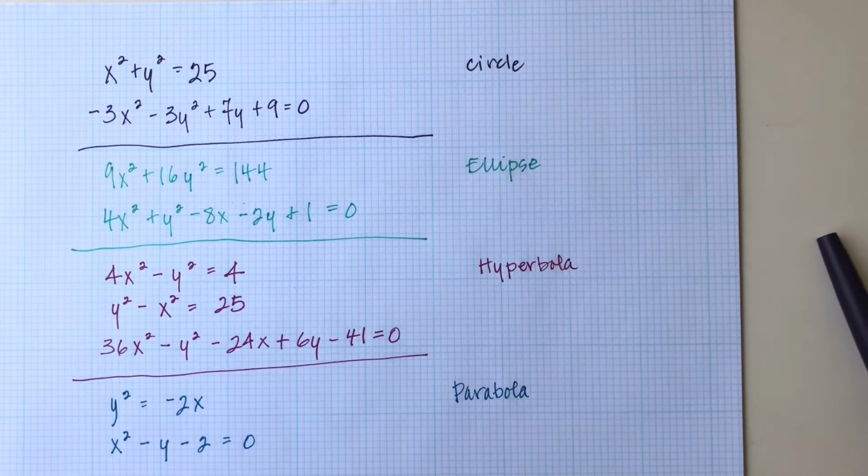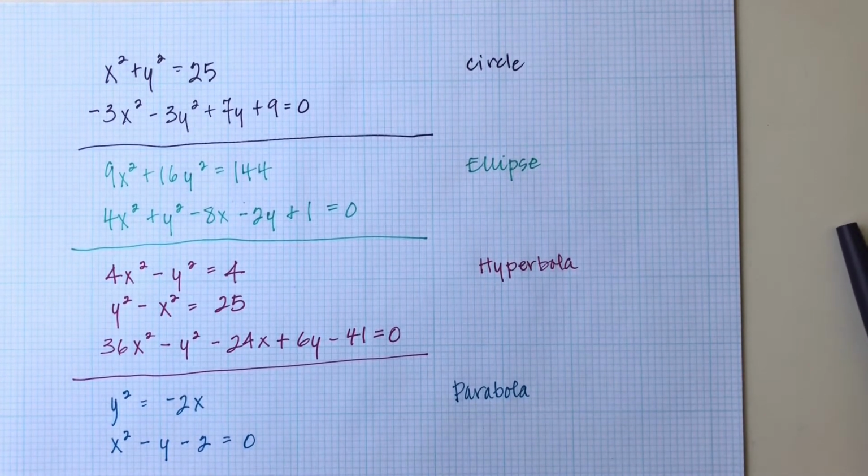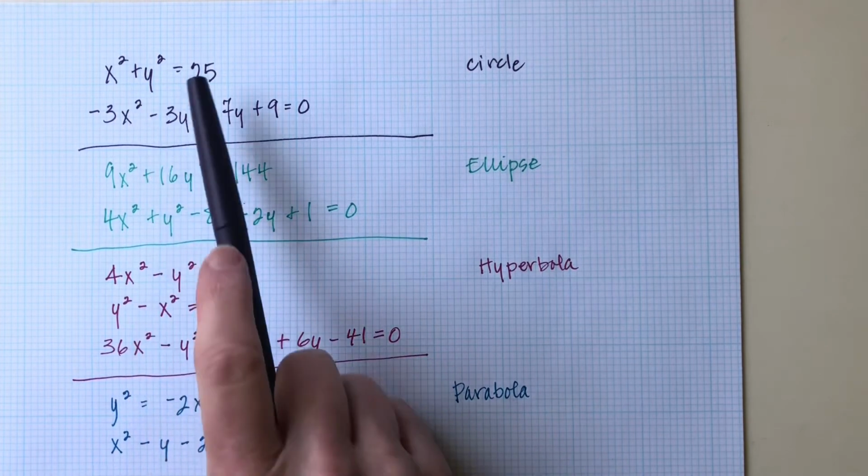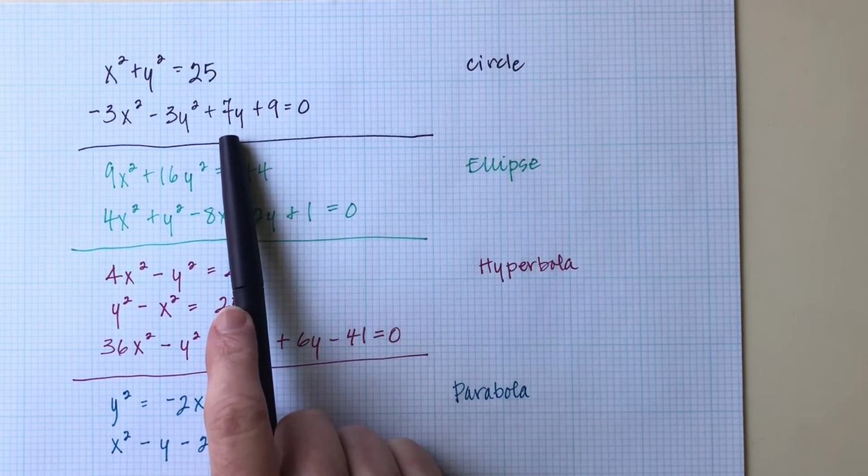Hey everyone, welcome. In this video, I'll show you how to identify conic sections just by looking at their equations. So the first couple examples here are equations of circles.